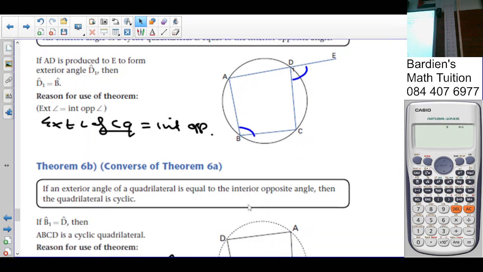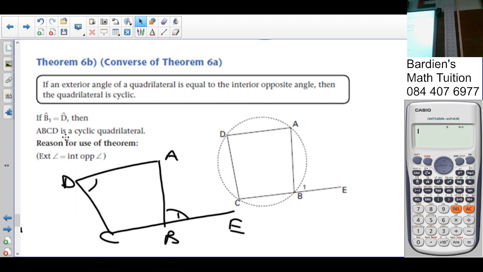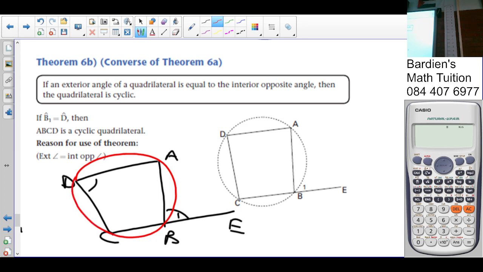Alright. Then yeah. So that means to say if you can prove that B1 is equal to D, then we can conclude that ABCD is a cyclic quad, which means to say a circle can indeed be drawn through those vertices.